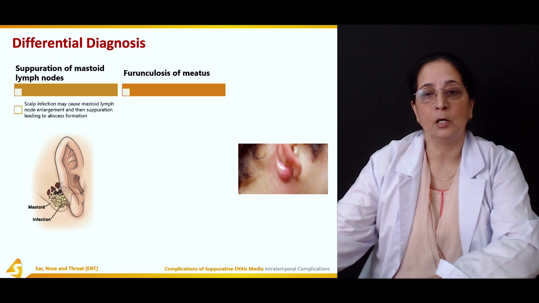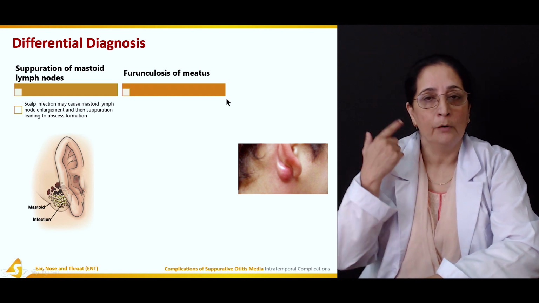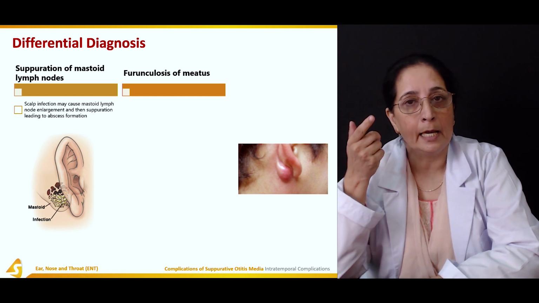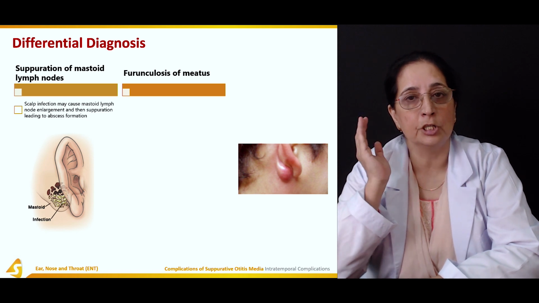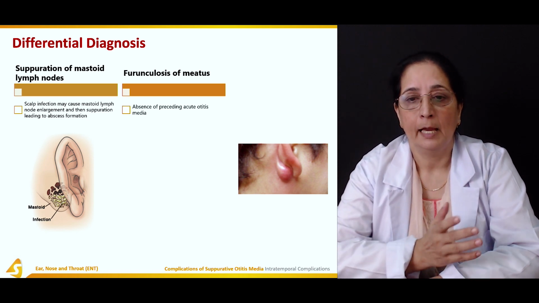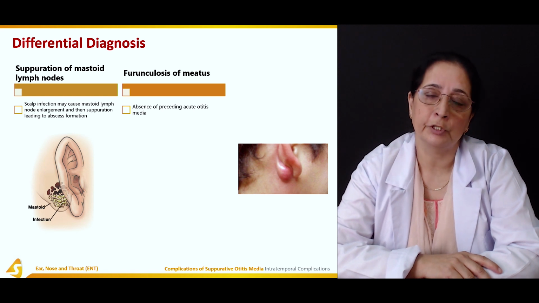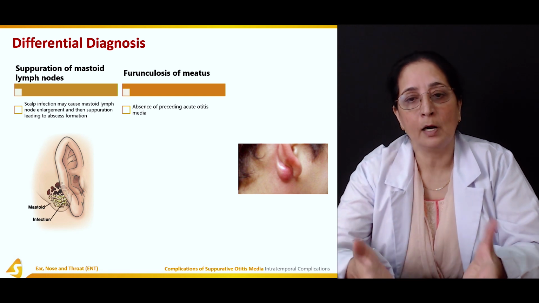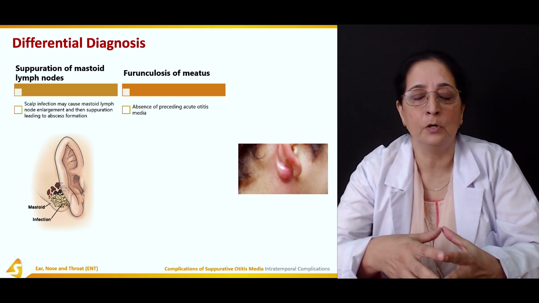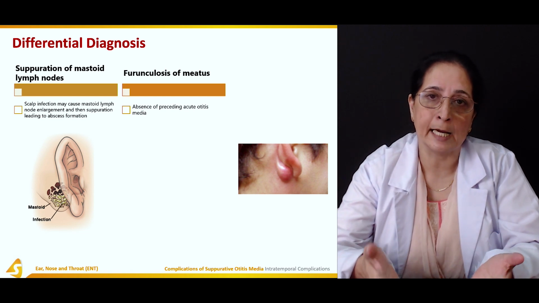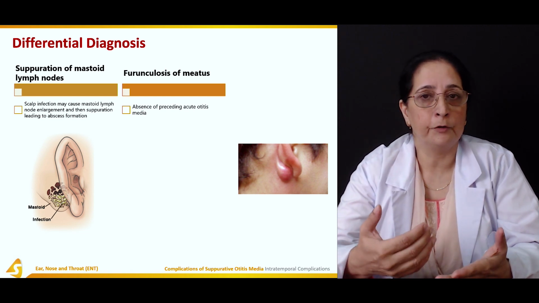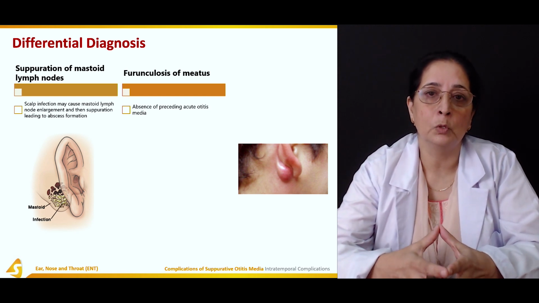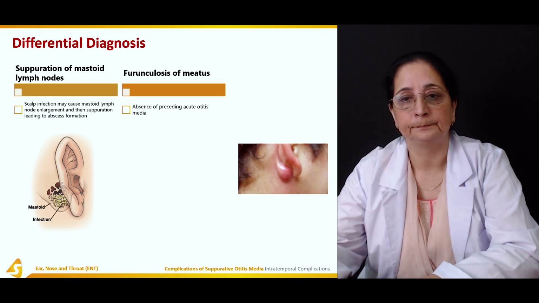Other is furunculosis of the meatus. Furuncles are also swellings. When furuncles are present, it can be confused with complications or mastoiditis. Absence of preceding acute otitis media: one very important differentiating point in furunculosis is there should not be any previous history of otitis media, or drainage from the ear, or pain in the ear. So that's one good diagnostic factor.